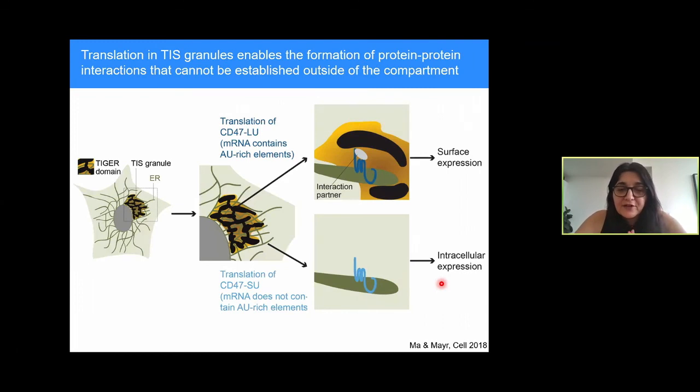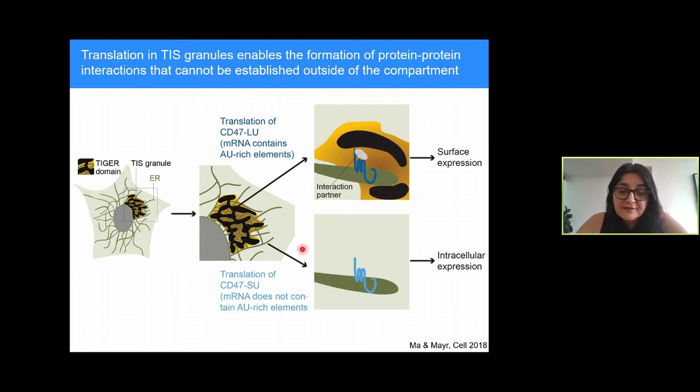So basically, I don't want to go into our published data, but what we found in the study is that CD47 with a long 3' UTR, so the RNA, localizes to TIS granules, and it's translated in the TIS granule region. The translation in this granule environment is required for the protein-protein interaction between SET and CD47. So only when CD47 is translated in the TIS granule, it can actually interact with SET.